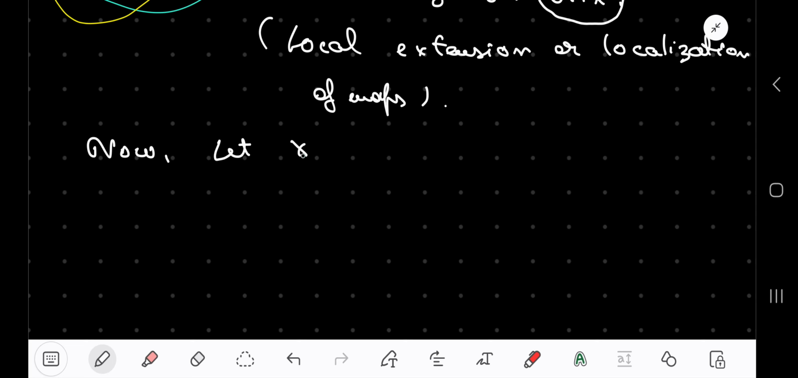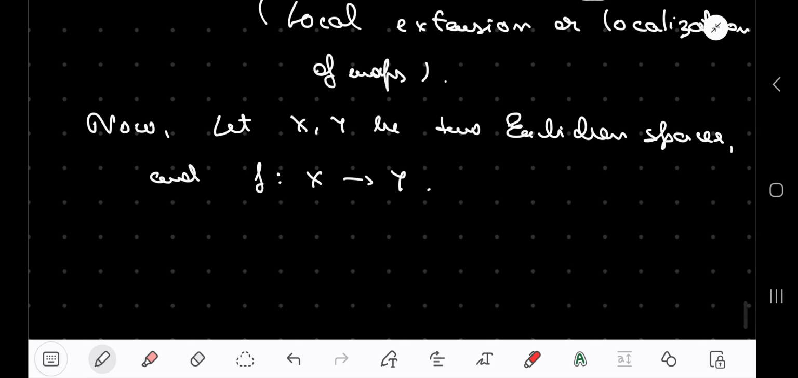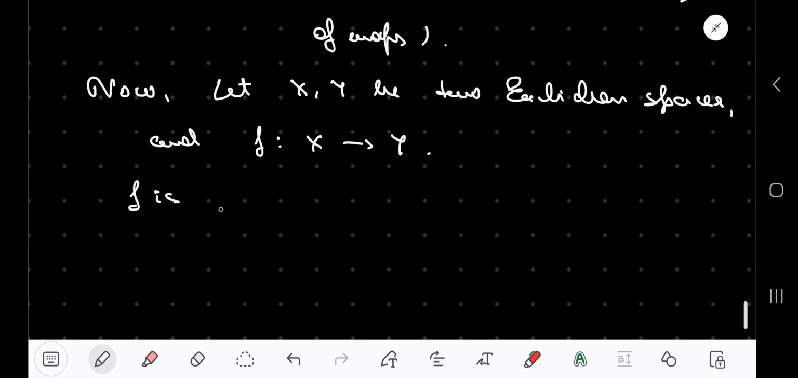Now we had studied something called a homeomorphism between two topological spaces, right? So now let X and Y be two Euclidean spaces, whatever Euclidean spaces you think of, and let F be a map from X to Y. Then recall that F is called a homeomorphism.